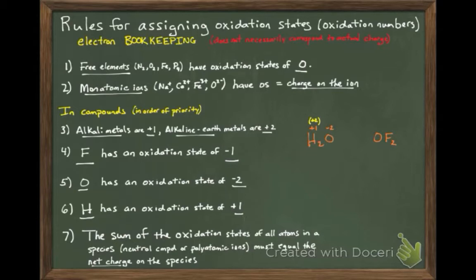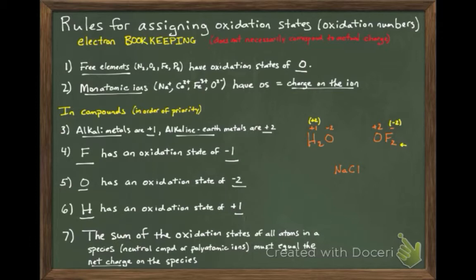In OF2, our priority dictates that we assign oxidation state of -1 to fluorine first. There are 2 fluorines in the compound, and therefore the total is -2, and I usually write that in parentheses to distinguish the total from the actual oxidation state on fluorine, which is -1. So each fluorine has an oxidation state of -1. That totals -2, which means that in this case, oxygen has an oxidation state of +2 for the total charge in the compound to be neutral.